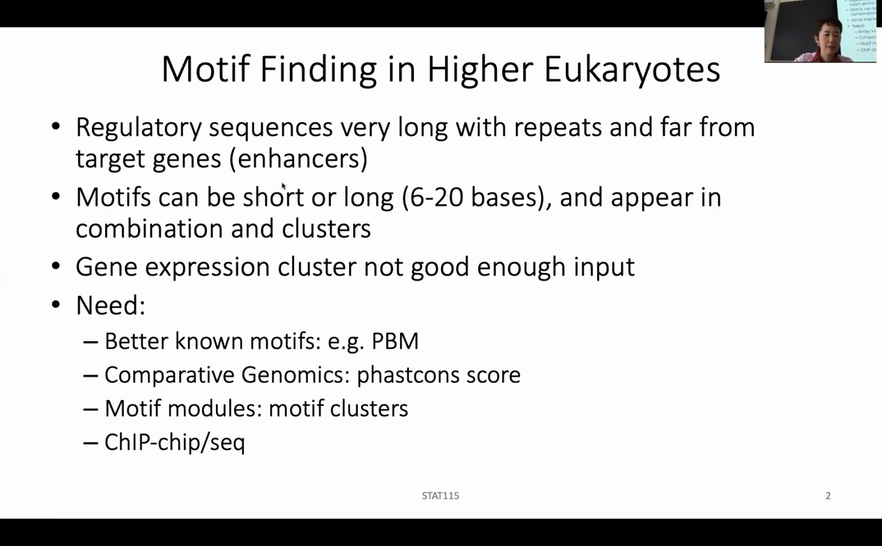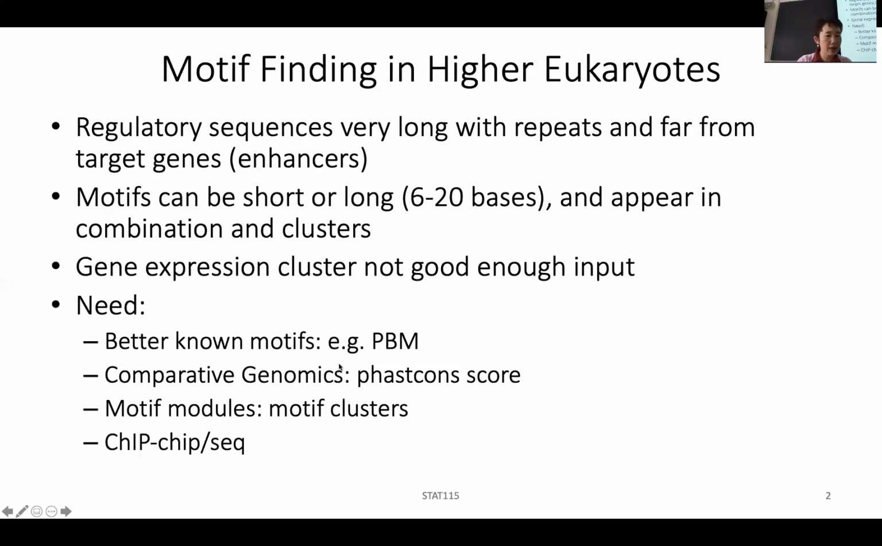So you would see the uncles together with the children, but you hypothesize that they share some similar signals. And so in order to do motif finding in higher eukaryotes, people look at, first of all, over the last 20 years, there are more and more known transcription factor motifs that are experimentally derived. People start to look at comparative genomics to look at sequences that are conserved. They start to look at the motif modules for motifs that are clustered within a short range of each other. And then they do ChIP-ChIP or ChIP-seq. So let's go over each of them.